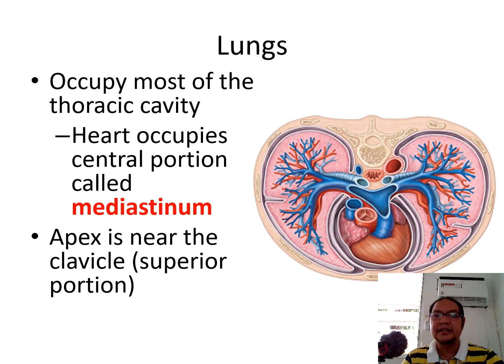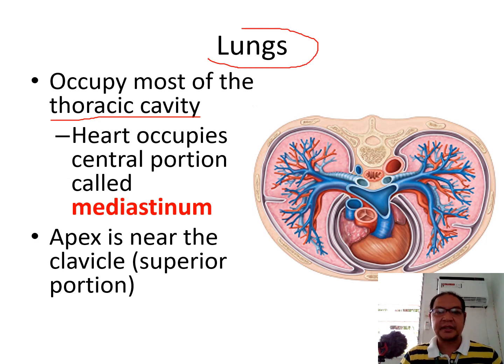So lungs, if you cut the lungs in transverse, cut it like this, you will see the structure of the lungs like this. So we have the right, we have the left. They occupy most of the thoracic cavity. It is the lungs that occupy most of the space in the thoracic cavity. The heart occupies the central portion called the mediastinum.